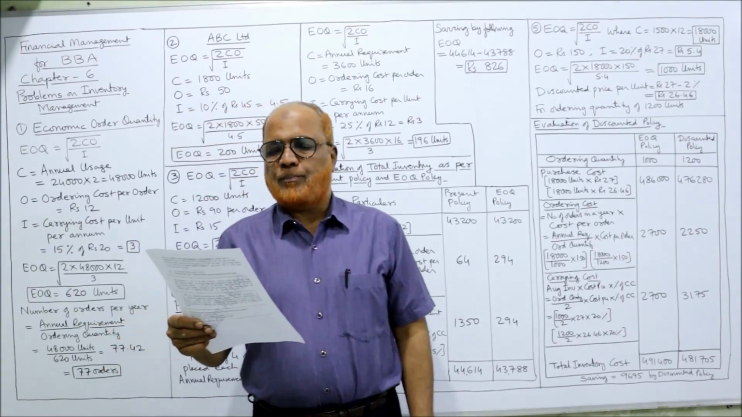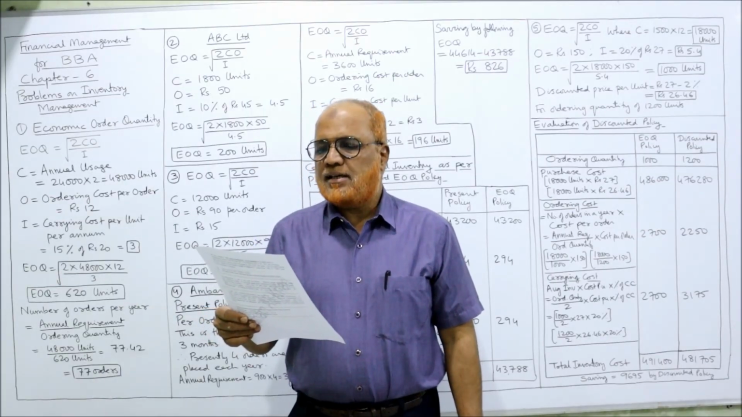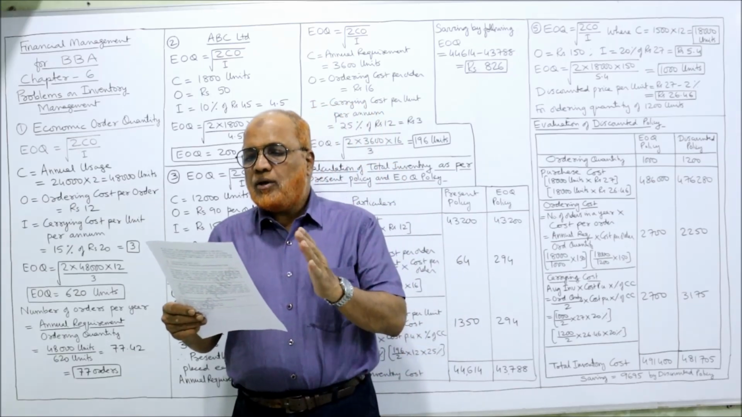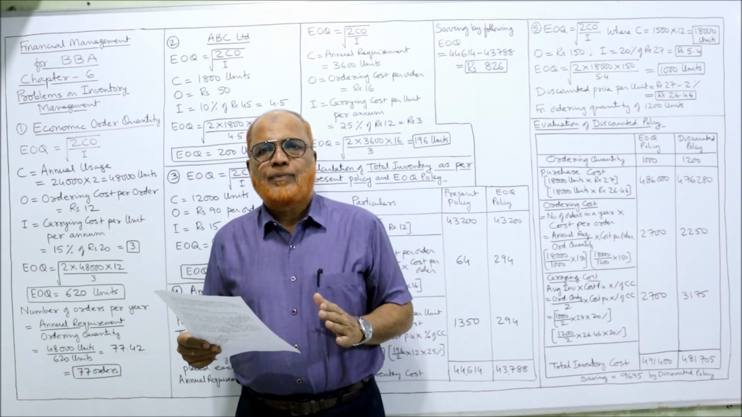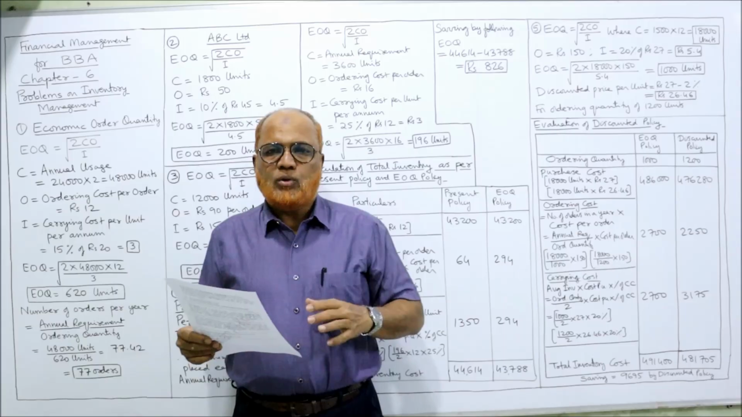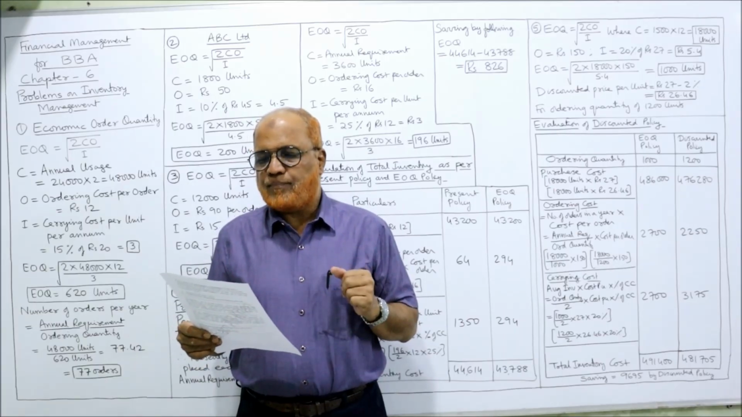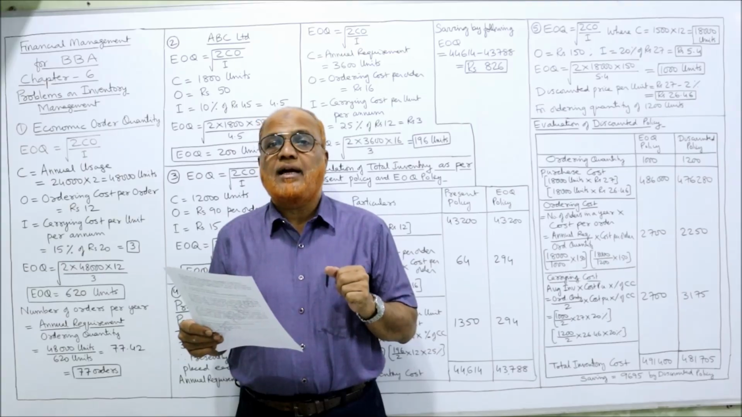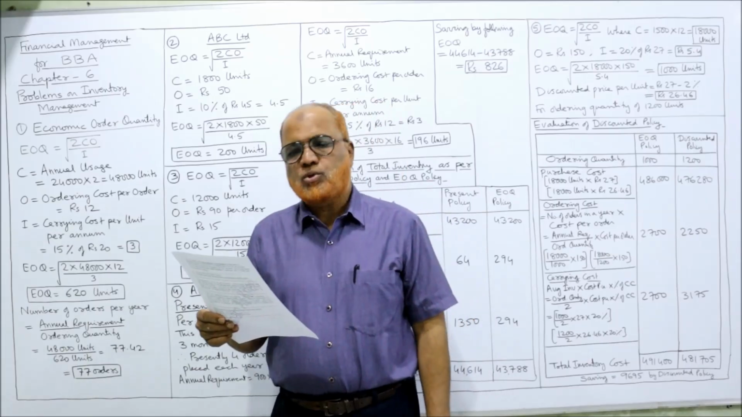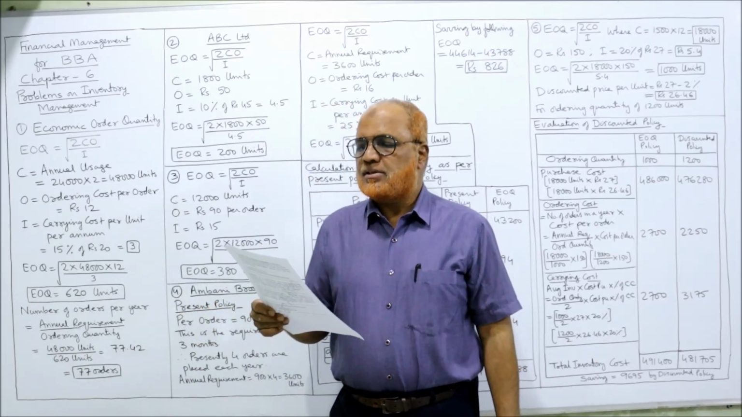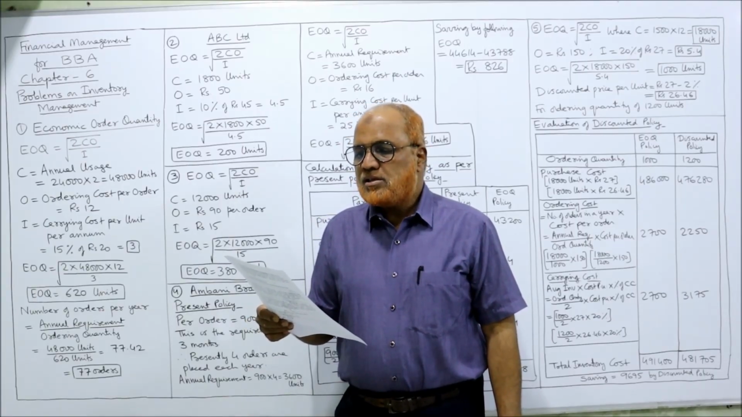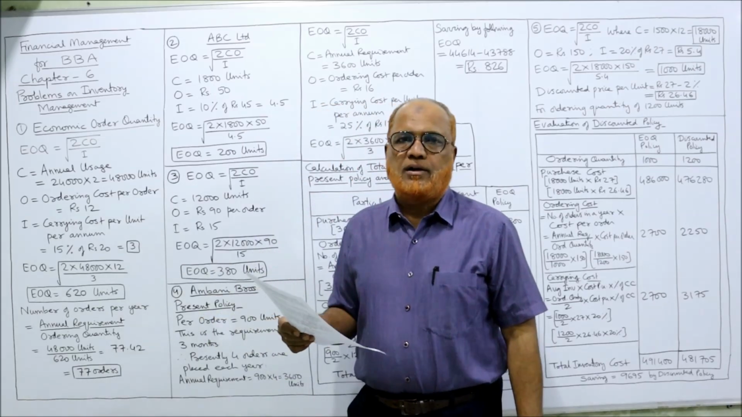Now, see the first problem. A manufacturing company places a semi-annual order of 24,000 units. Semi-annual order means every 6 months, so every 6 months 24,000. So 1 year, 48,000. The annual consumption of the component is 48,000 at a price of 20 per unit, so each unit costs 20 rupees. Its carrying cost is 15% and the ordering cost is 12 rupees per order. What is the most economical order quantity?